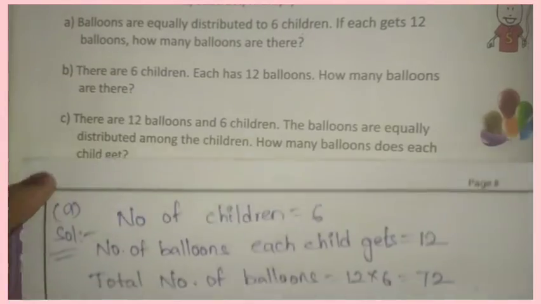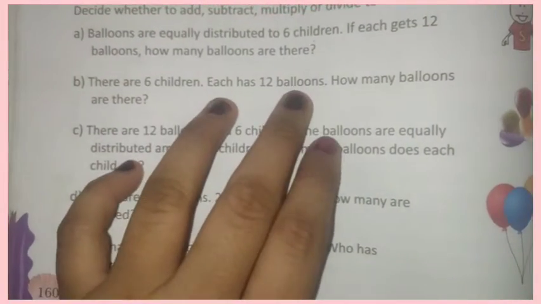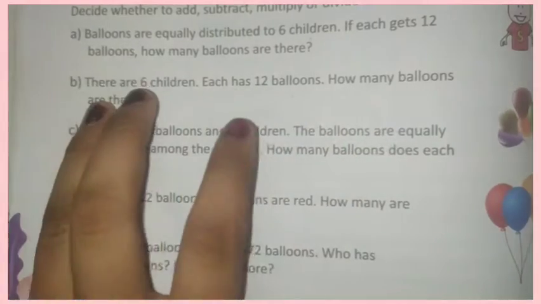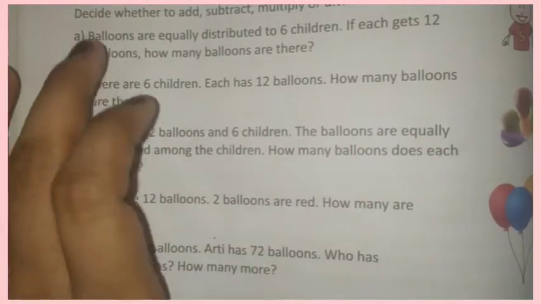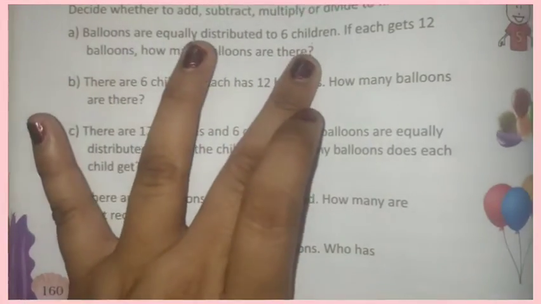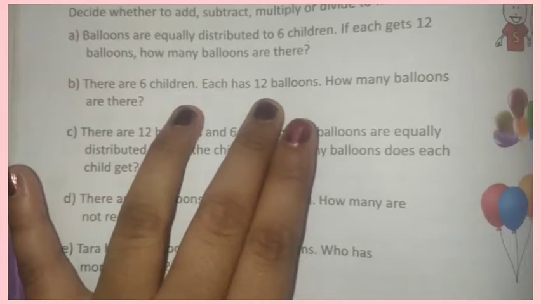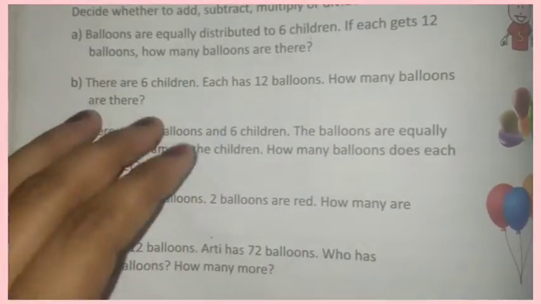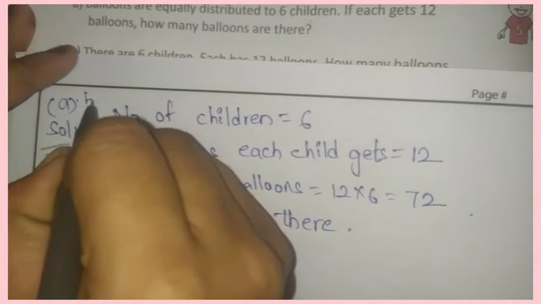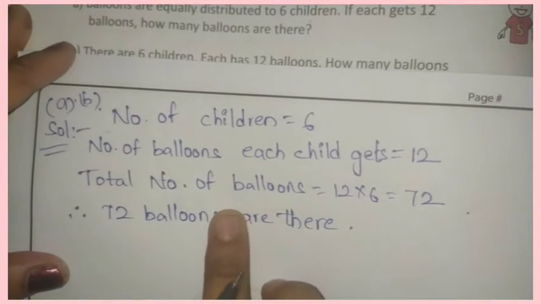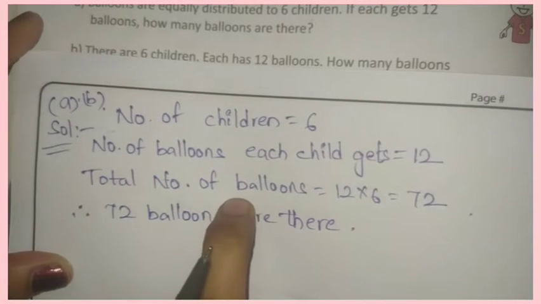Now look at B question. There are 6 children. Each has 12 balloons. How many balloons are there? Same question. Here there are 6 children given, each has 12 balloons. You can write this answer only for B also. This is A answer and B answer same.